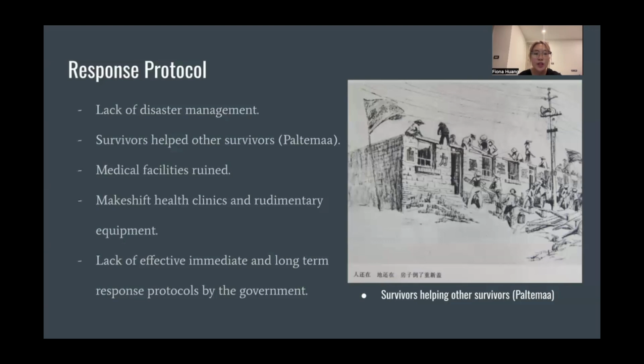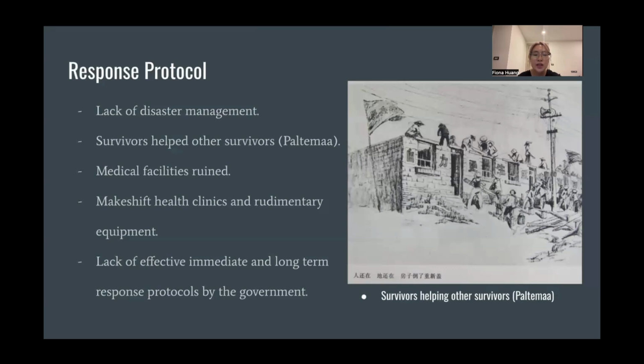Makeshift clinics were set up with rudimentary equipment due to the lack of immediate governmental assistance, and also could not access immediate refugee shelter because of the immensely populated Tangshan locality. The ineffective response highlighted the critical need for robust emergency protocols, including immediate and long-term aid, such as proper shelter and medical support for those affected by such disasters.